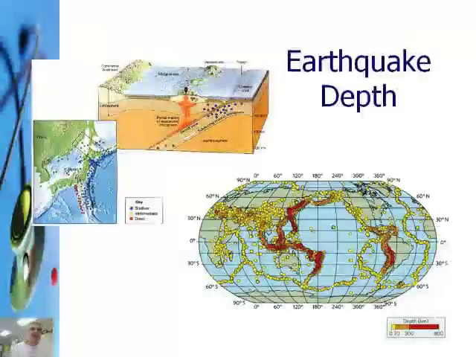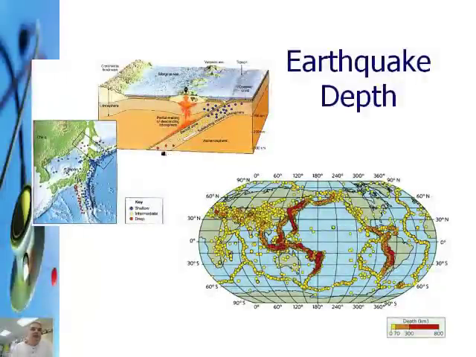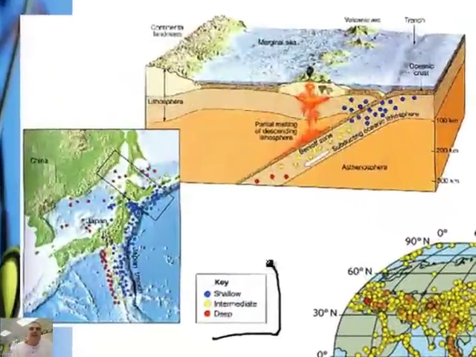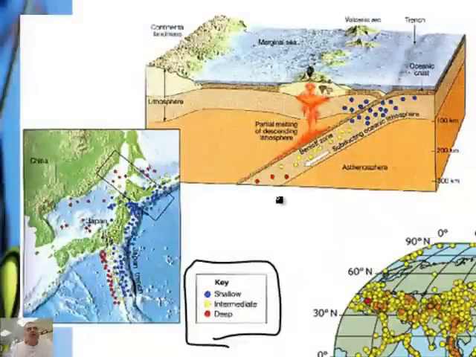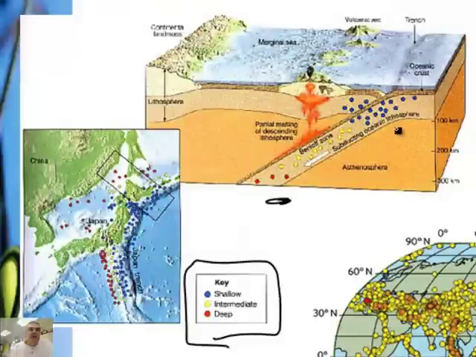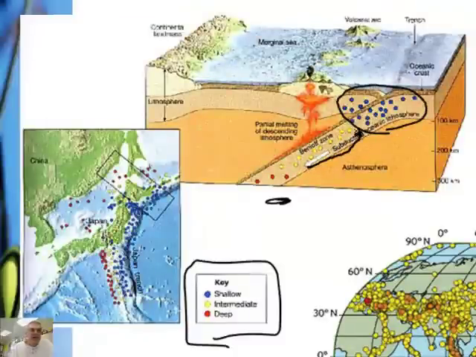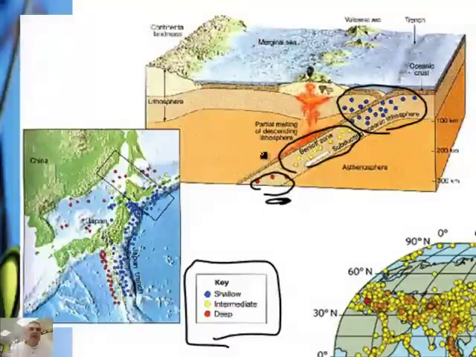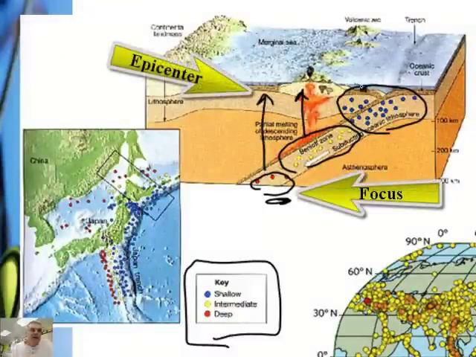Now, one thing we really haven't talked too much about is earthquake depth. As it turns out, there are three levels of earthquakes: deep, intermediate, and shallow. If we look at this picture right here, particularly notice the subduction zone, because remember, earthquakes occur at plate boundaries. The blue color right here represents shallow earthquakes, the yellow would be intermediate, and the red are very deep earthquakes. Earthquakes don't always happen near the surface. The epicenter, if you recall, is just above the spot where the earthquake occurs.